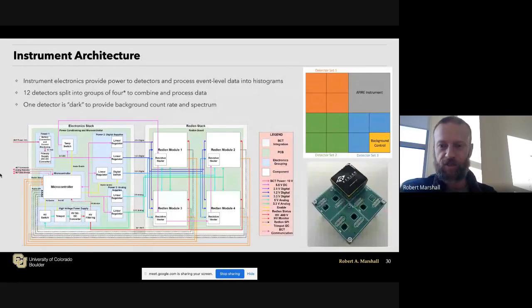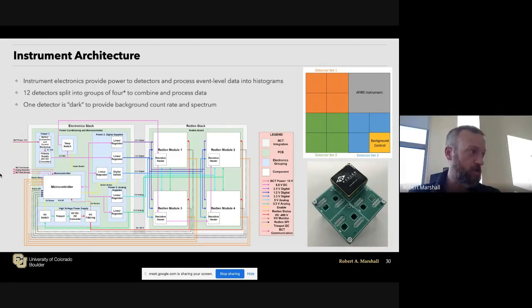Again, I don't need to go too much into the instrument architecture here. This block diagram kind of shows you everything we've had to build just to run these detectors. And there on the bottom right is our first PCB that we built that holds 4 of the detectors. I'll highlight the image on the top right, the very colorful little box diagram. The 12 detectors are separated into quadrants of 4. And so each group of 4 work together on a single PCB and through a single microcontroller and high voltage power supply. And the data from those 4 are combined into a single histogram.